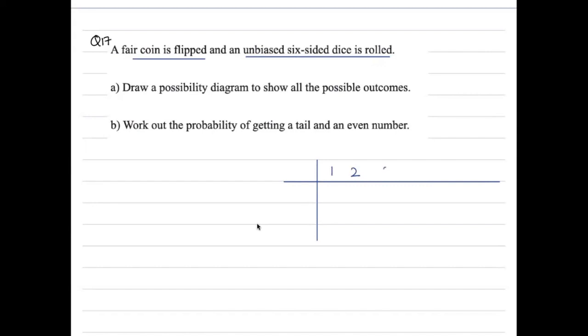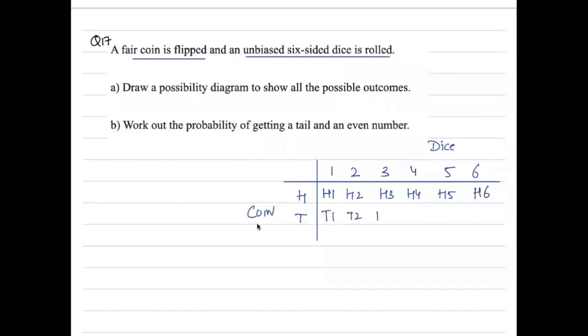So 1, 2, 3, 4, 5, 6 for the dice, and the outcomes of the coin are going to be head or a tail. So you can have head on the coin and 1 on the dice, head with a 2 score, head with a 3, head with a 4, head with a 5, head with a 6, tail with 1, tail with 2, tail with 3, tail with 4, tail with 5, and tail with 6. These are all the possible outcomes. Correct?